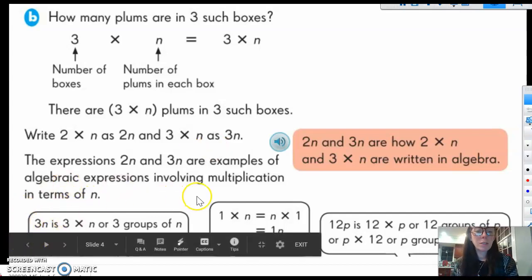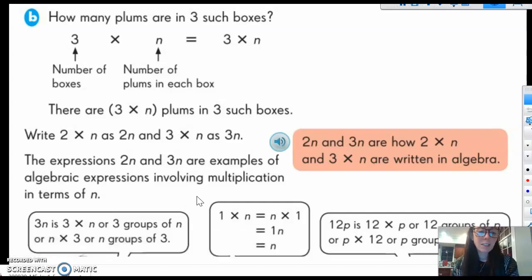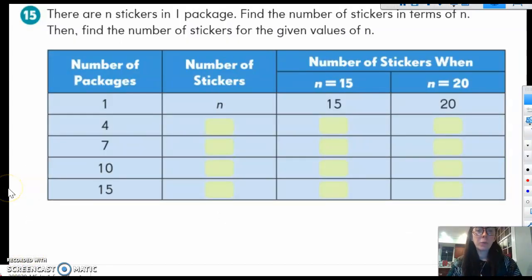Down here, we see multiple different ways to write the same expression like I explained on the last slide. 3n is the same thing as 3 times n or 3 groups of n. All just saying the same thing as writing those expressions in different ways. Now, when we are evaluating algebraic expressions with multiplication, we're doing the same thing that we would do before when we worked with addition and subtraction. You're just plugging in the value of the variable that we're seeing.